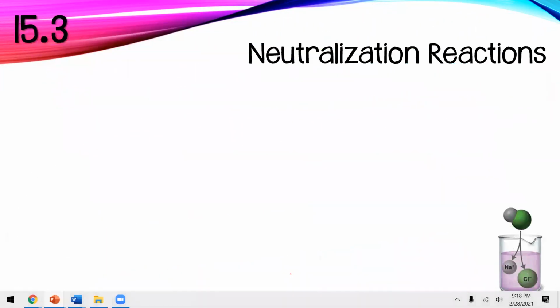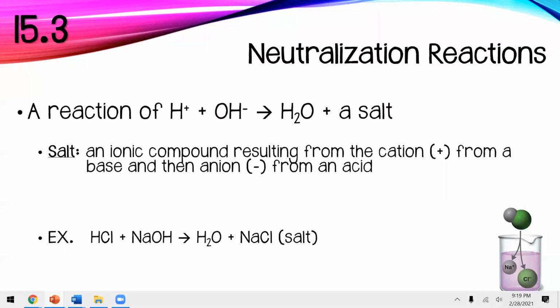So that ends 15.2. And real quick, I want to go into 15.3. So 15.3 is very short. It's just this slide. It is about neutralization reactions. So it's basically a reaction of an H plus ion and an OH minus ion, basically an acid and a base, involving those two ions. And your products are water and a salt.